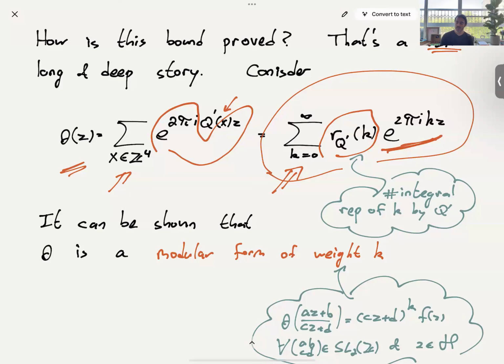Then it satisfies, well, it is f of z, so it's kind of symmetric, but there is this initially weirdly looking factor of cz plus d to the k. K is the weight. So it turns out, and it's not clear by looking at it, that this function satisfies that with k equals 2. Okay.